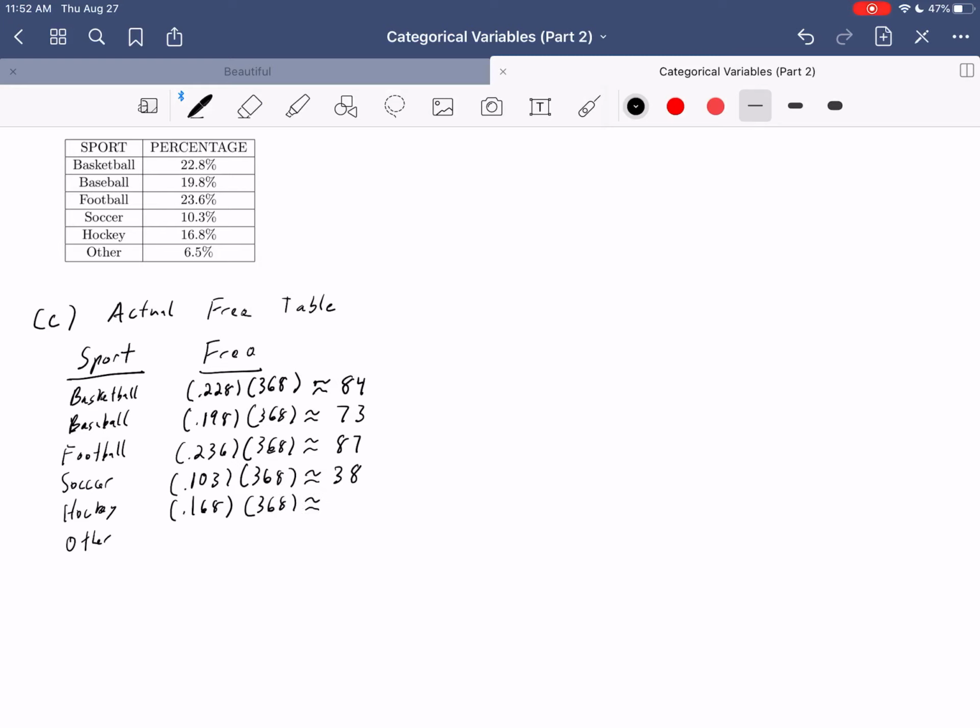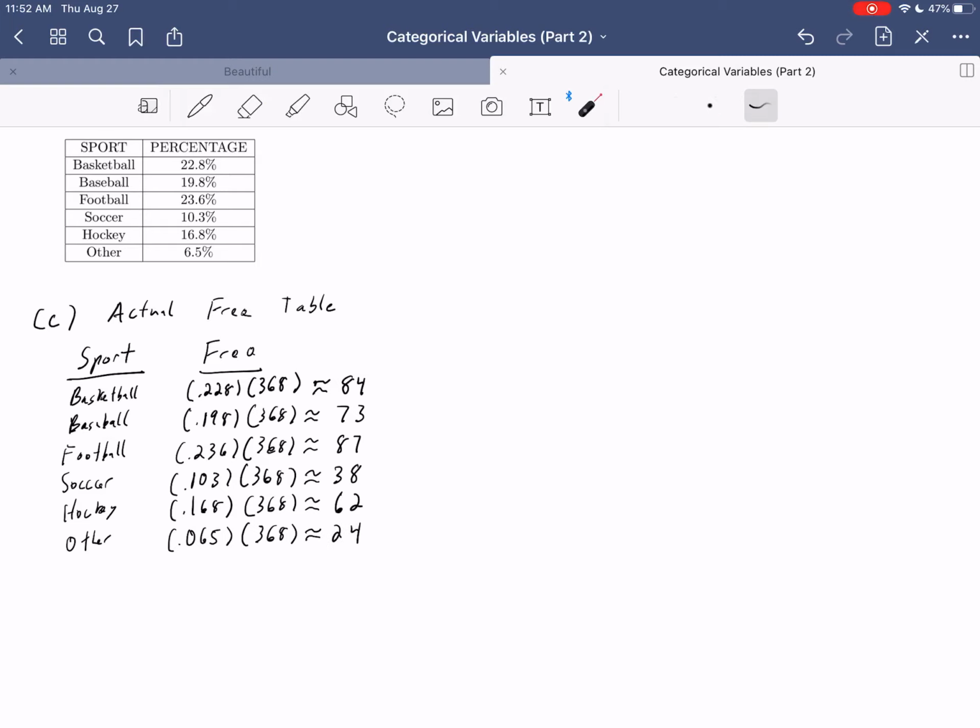0.168 times 368 should give us 61.8, which we would round to 62. And then finally, the other. Keep in mind, if you make that a decimal, you'd move it twice, and you get 0.065, so it would be a 0 in front, and then times 368. So 0.065 times 368, you should get 23.9. That would round to 24.